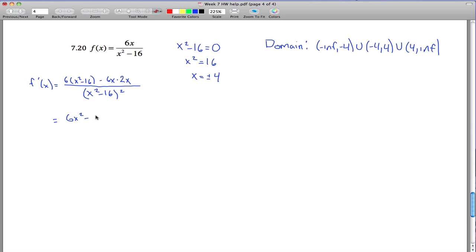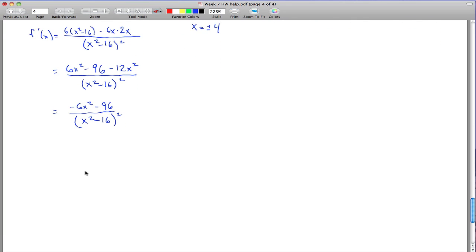Distribute that 6 through. And then 6x times 2x is 12x squared. And we'll leave the bottom as x squared minus 16, squared. And if you combine like terms, negative 12x squared and positive 6x squared gives you negative 6x squared minus 96 over x squared minus 16, squared. So I think that's far enough to simplify the derivative where we can start to look into things. Let's see, maybe we'll look at decreasing.